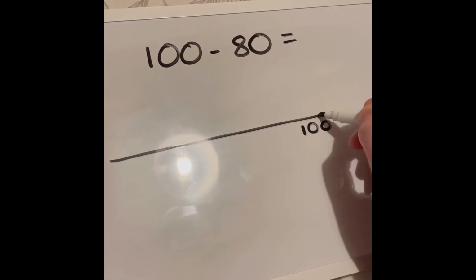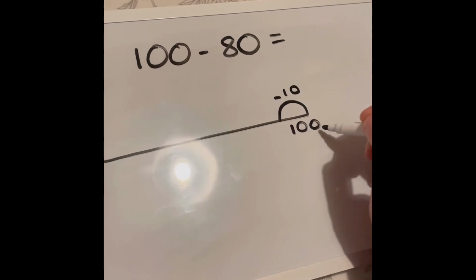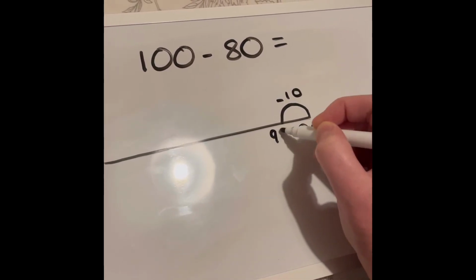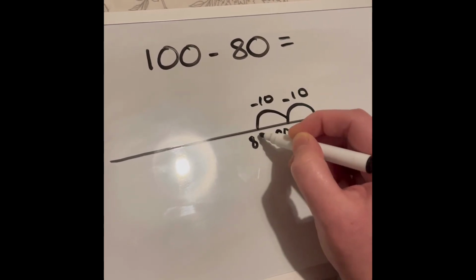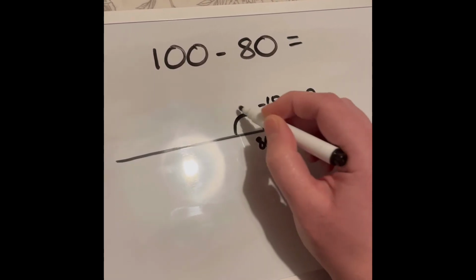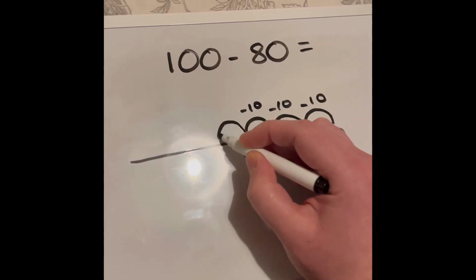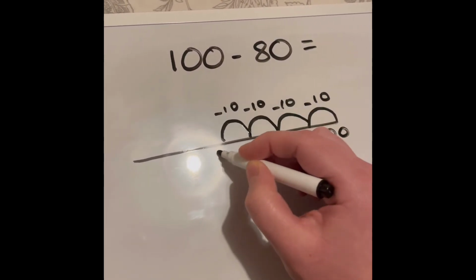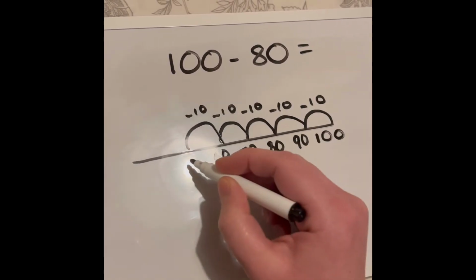I'm going to do 8 jumps and take away 10 each time. 100 take away 10 is 90. 90 take away 10 is 80. 80 take away 10 is 70. 70 take away 10 is 60. 60 take away 10 is 50.